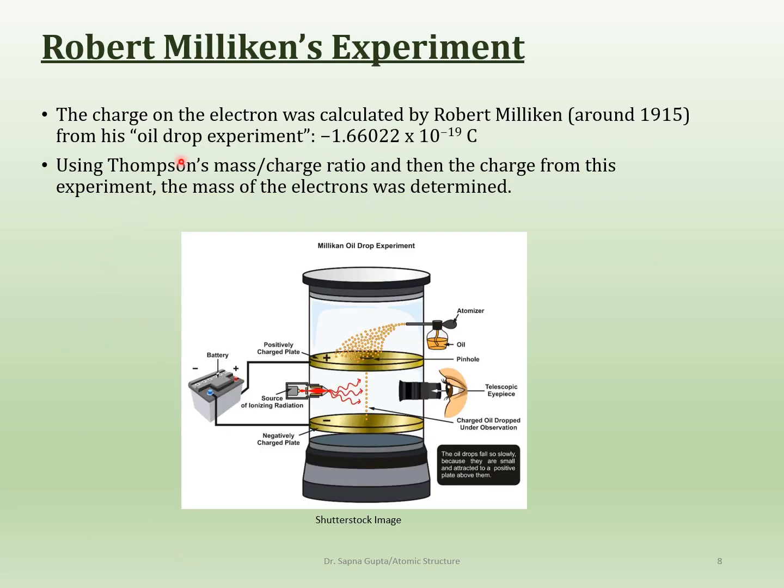Once he did that, then Robert Millikan did what is called an oil drop experiment, and he figured out the charge on the electron. Remember what J.J. Thomson did? It was the mass to charge ratio, and what Millikan did was figure out the charge on the electron, and this was his experimental design. This is kind of what he was working on.